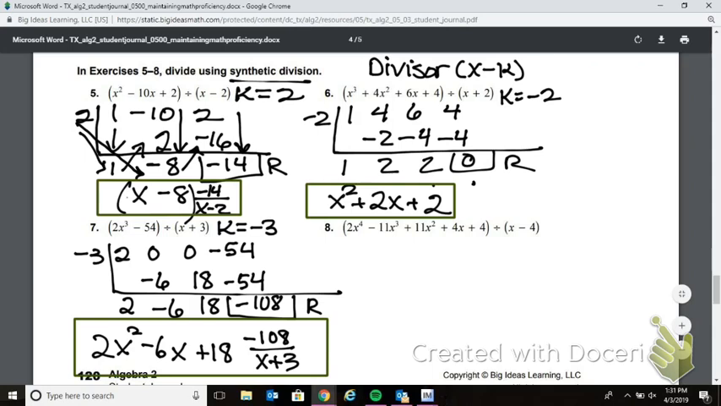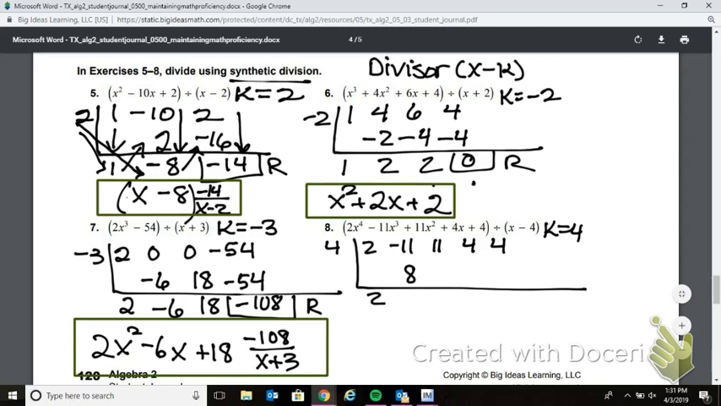Okay, next one. Let's see. K is 4. I'm just going to finish this page here. I think my students understand it, but I'm just going to finish the page. So grabbing the coefficients, bringing the first number down, then I multiply, then I combine. Then I multiply, then I combine, then I multiply, combine and get 0, multiply, get 0, combine, get 4. Here's my remainder.